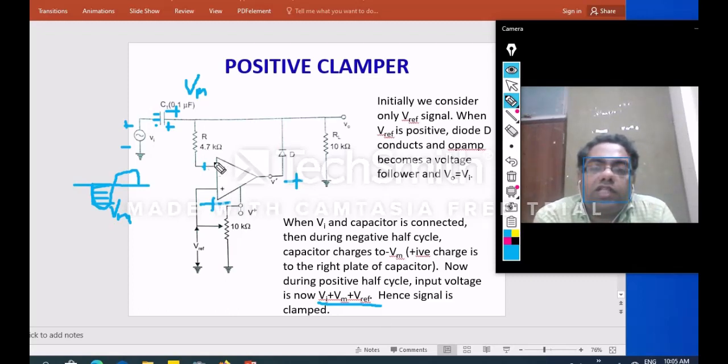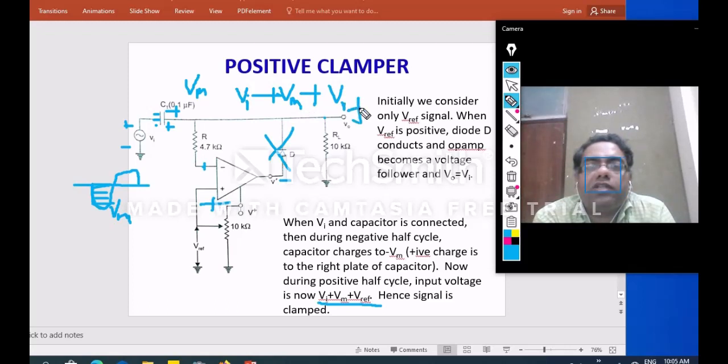So the voltage at the inverting input is more than that of the non-inverting. So the output of this op-amp will be negative. So the diode is reverse biased, so this connection is not there. So what we will get in the output is just Vi plus Vm plus V reference. V reference voltage we will get like this.